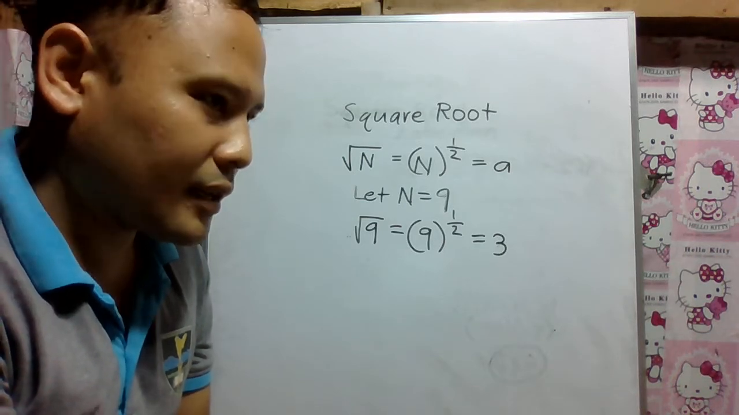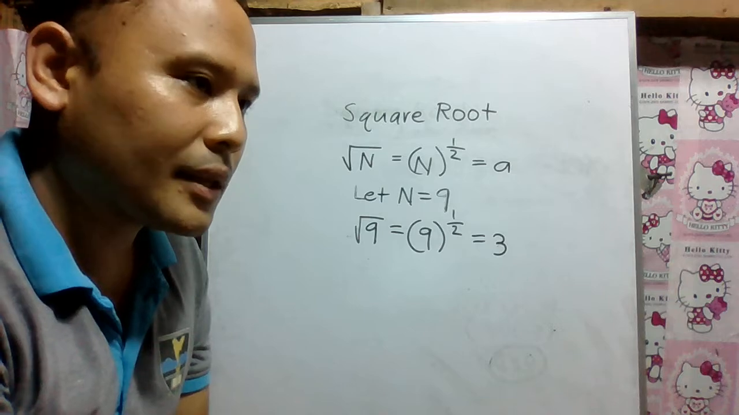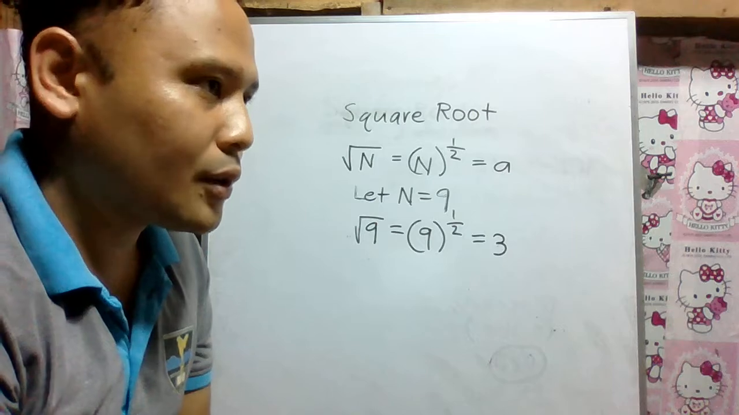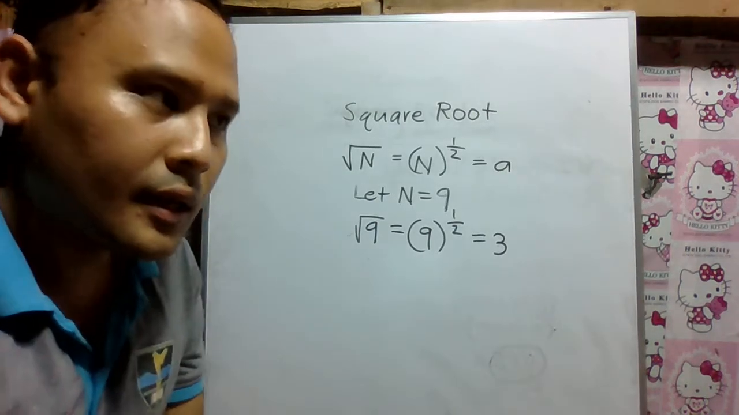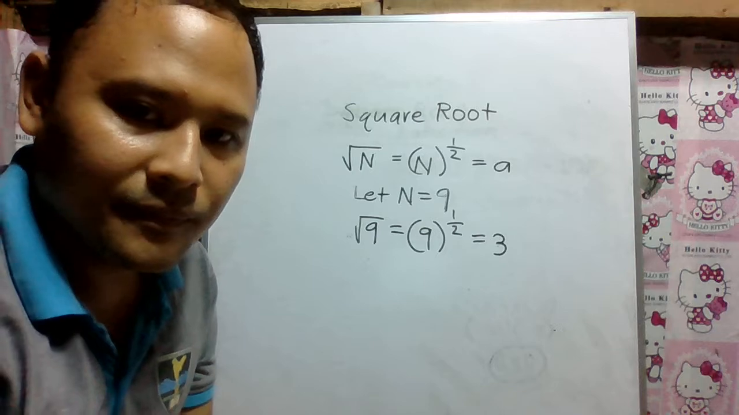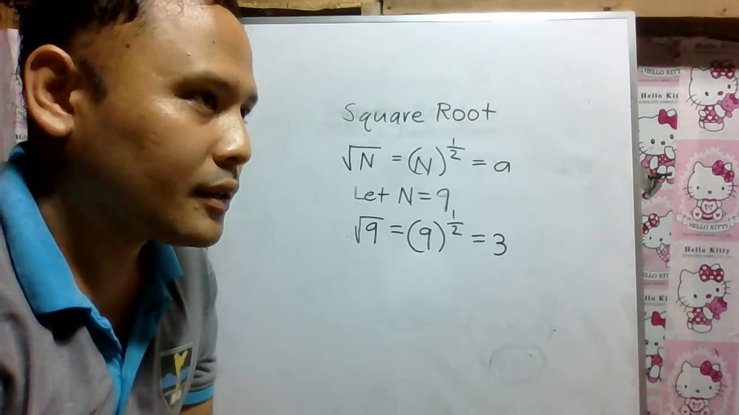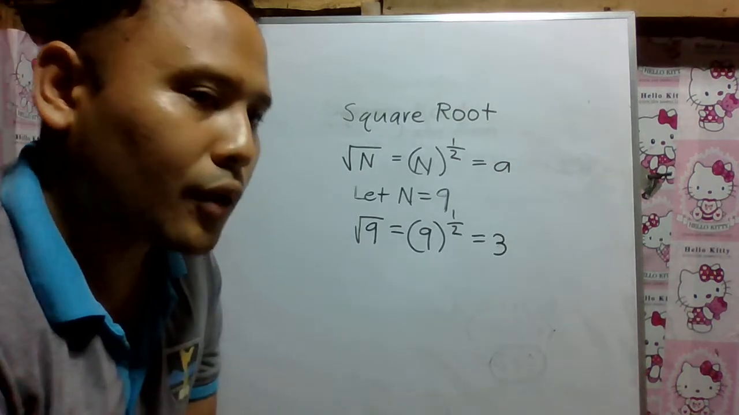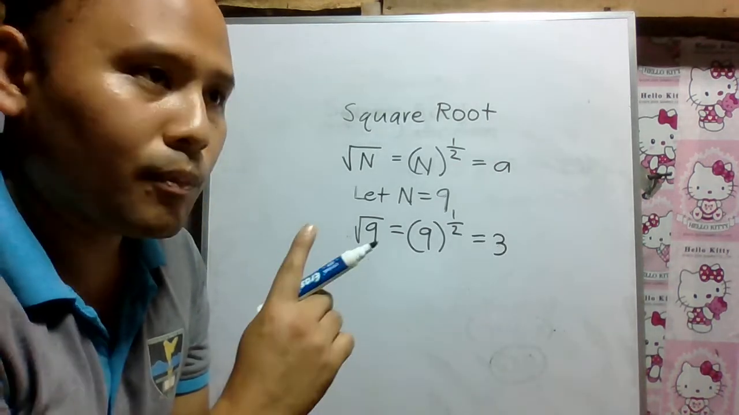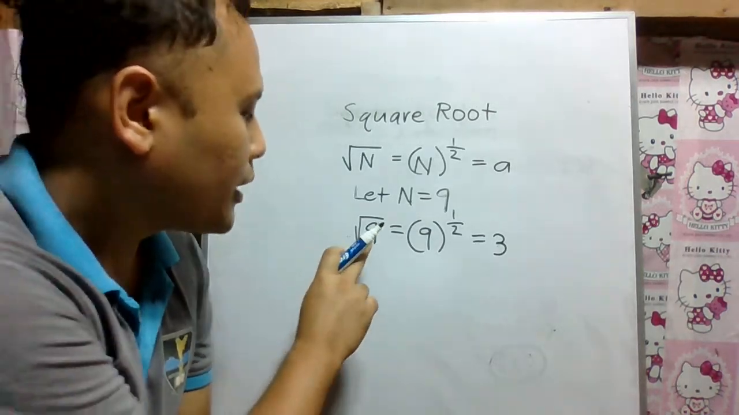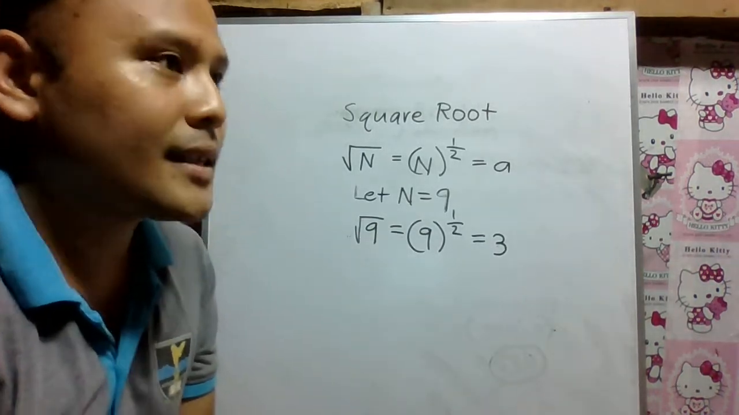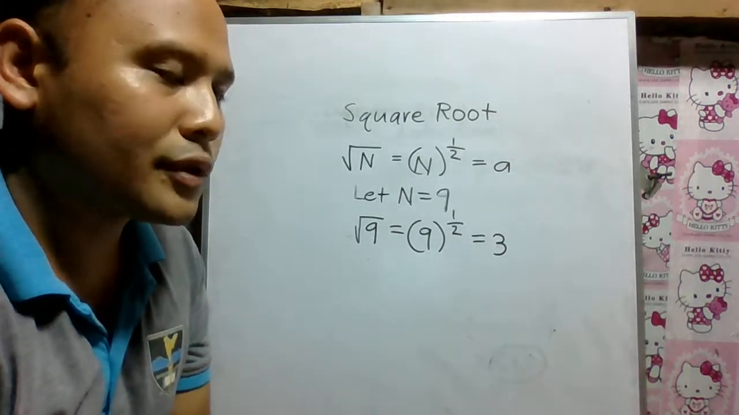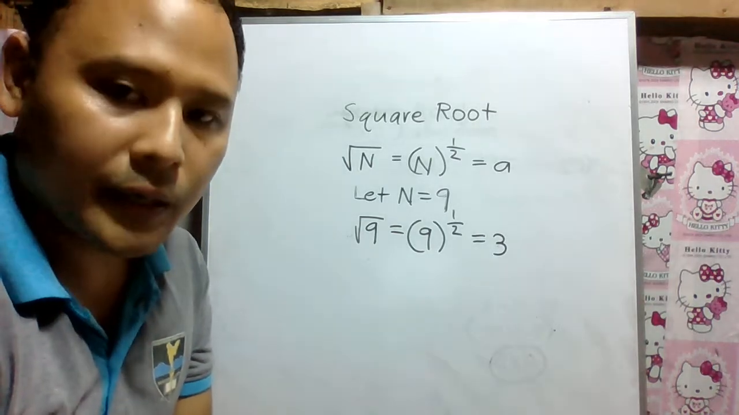And actually, so far, ang ginagamit ko na mga examples ay mga perfect square numbers. Bakit tinatawag ko na perfect square numbers ang 4 and 9? Kasi kung kukunin mo ang square root ng 4, it is a whole number 2. At kung kukunin mo naman ang square root ng 9, it is a whole number 3. That's why numbers 4 and 9 are considered perfect square numbers.